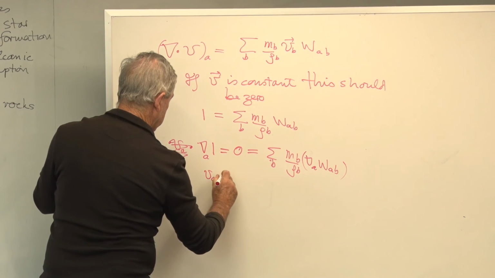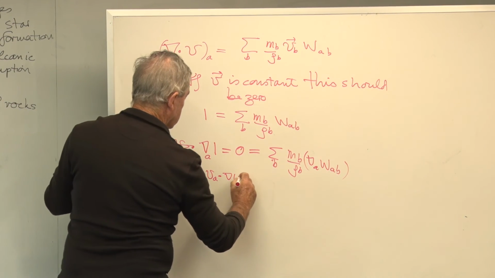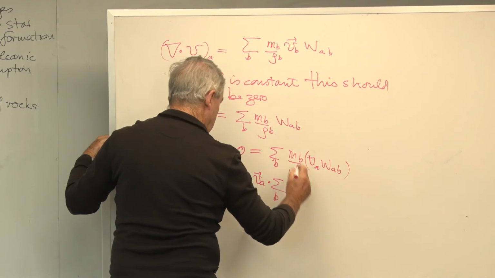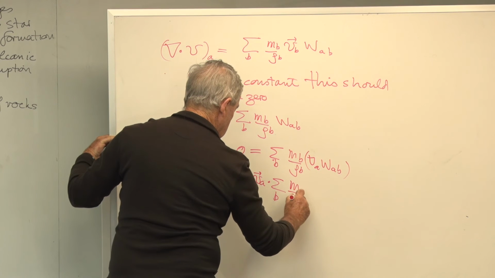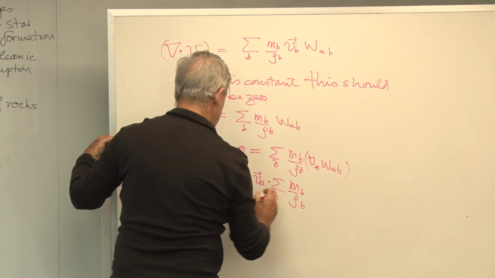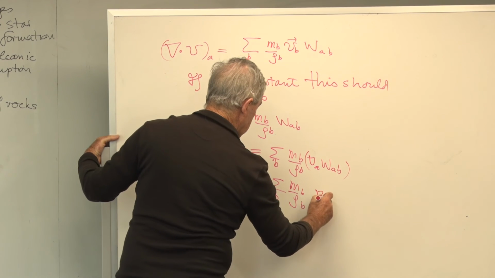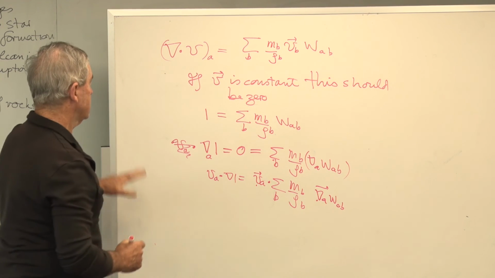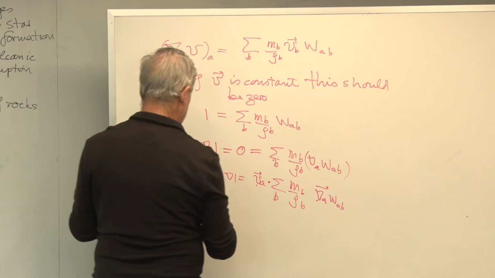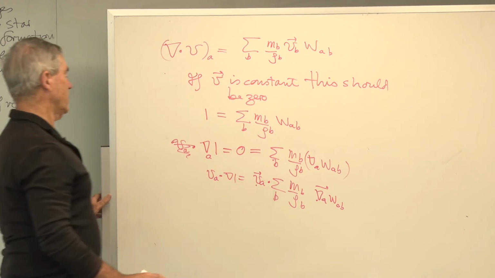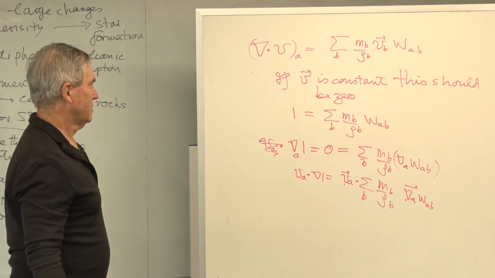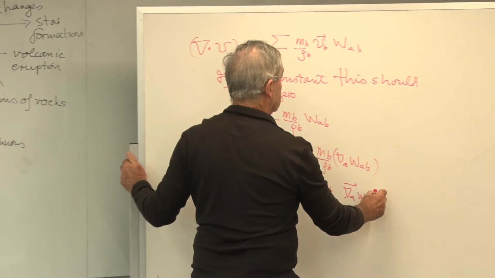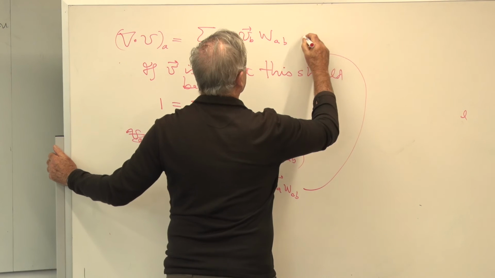VA dot grad 1 is equal to VA dot the sum over B of m_B on rho_B, and it's going to be VA dot, and the vector inside here is grad_A W_AB. So it's actually VA dot that. I'm going to take this thing, which should be 0. And the reason it should be 0 is the gradient should be 0. But it isn't quite 0. But I'm going to subtract this from here.